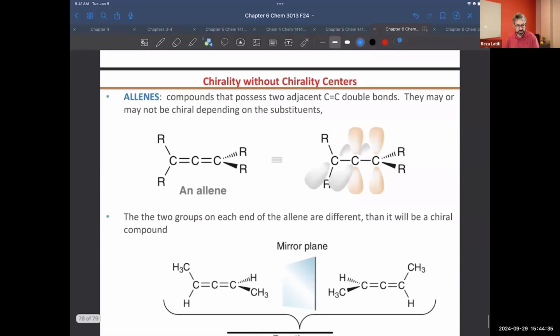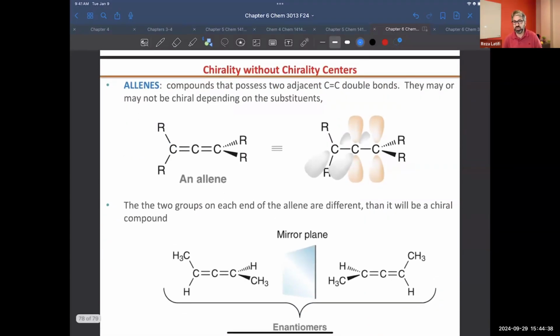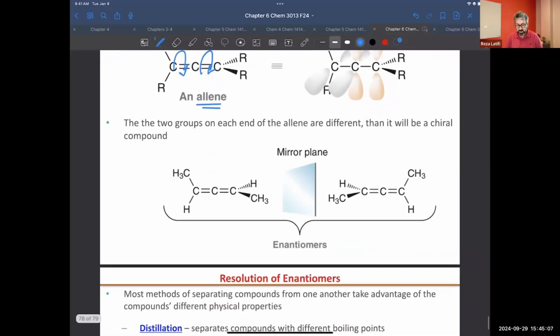Another way to lock the system is whenever you have a bunch of double bonds back to back, and in this case we call the compound an allene. In allenes, you have a carbon that is involved in two double bonds. So rotation around that carbon is not feasible, and same thing here, we can't have any rotation. So that carbon is locked. Now, if you try to draw a mirror image of it, you will see that at this position you're going to have hydrogen, and at this position you're going to have methyl.